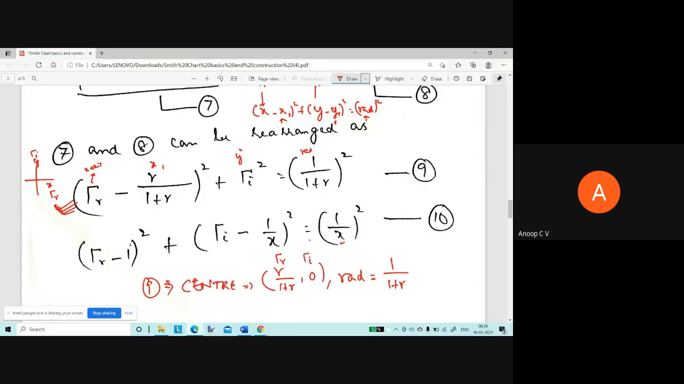So what happens for a given R? You will get a circle. So what will happen to this when R is equal to 0? Can anyone tell me what will happen to that circle when R is equal to 0? Equation number 9. Substitute R equal to 0. So it is gamma R minus 0.